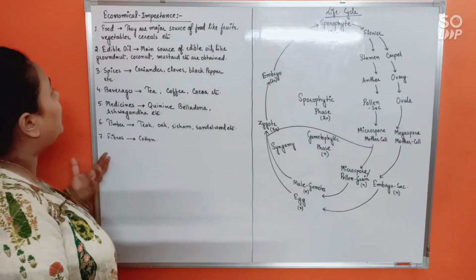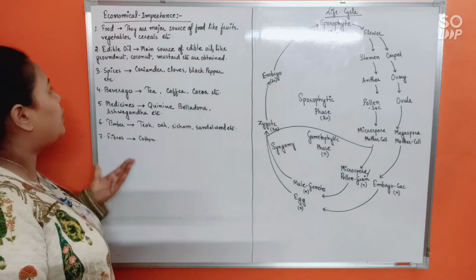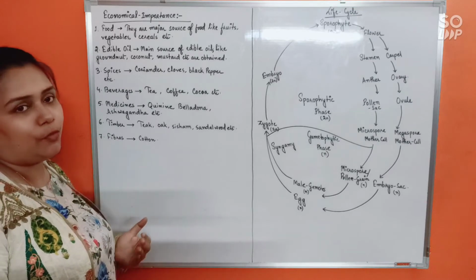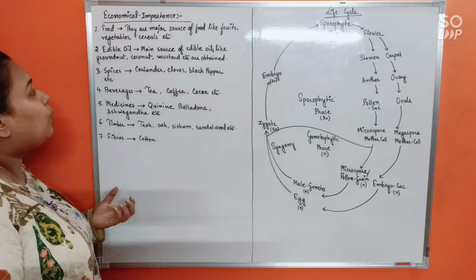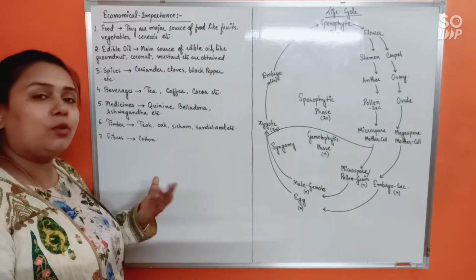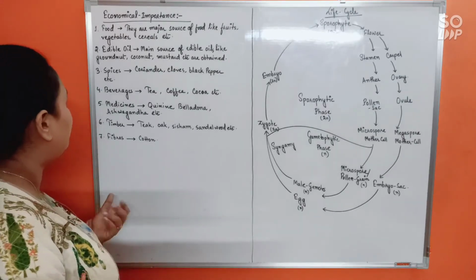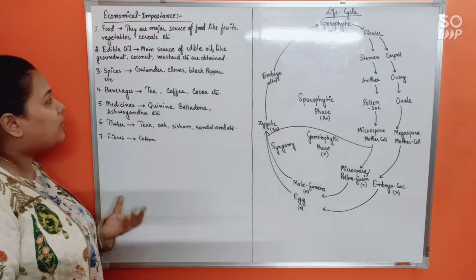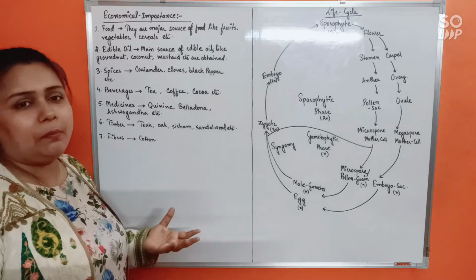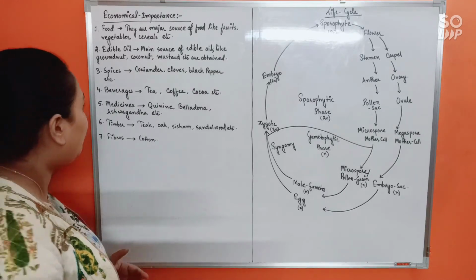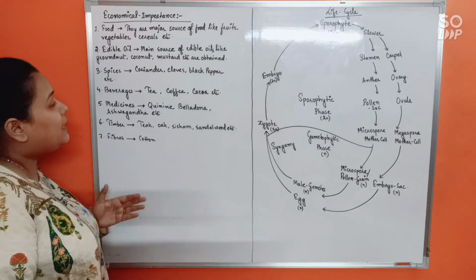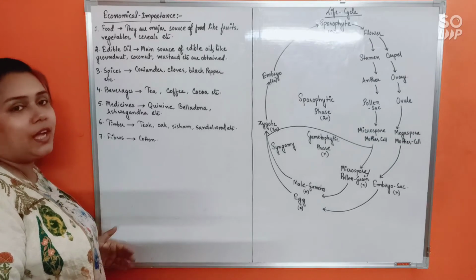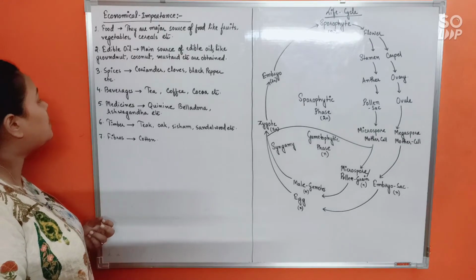Most of our food sources, like fruits, vegetables, cereals, etc., all come from the angiosperms. Edible oils like groundnut, coconut, mustard, etc., are also obtained from the angiosperms. Spices like coriander, cloves, black pepper, and all of that you can think of come from the angiosperms. Beverages like tea, coffee, cocoa, etc., are all obtained from angiosperms.